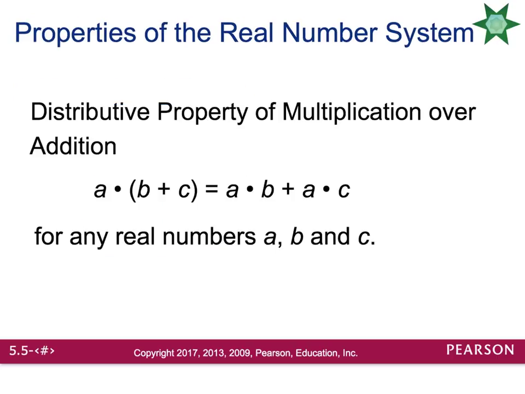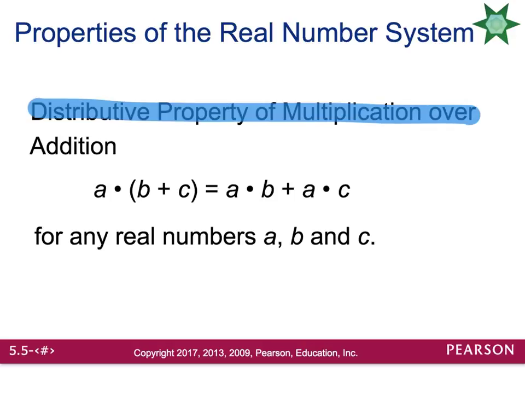Our next property is the distributive property of multiplication over addition. That says if you are adding two things and multiplying on the outside, our order of operations would say we have to do the parentheses first. We have to do B plus C, then multiply times A. But the distributive property lets us bypass that.